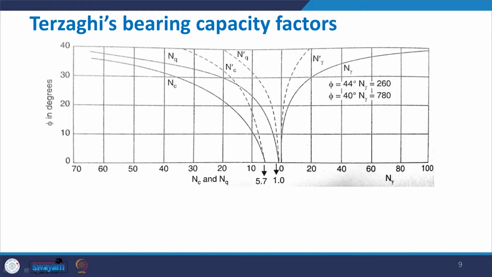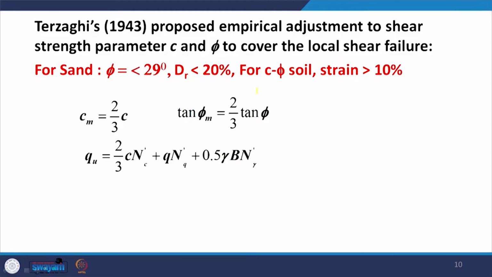The same is the case with NC and NQ. That means the increase in the value of these parameters at the initial lower values of phi is not so much, but after some certain values there is a tremendous increase. The primes are for the local shear failure, and we will discuss these dotted lines later. So, this was about the dimensionless bearing capacity factors using Terzaghi's theory. Now, Terzaghi also proposed these equations for empirical adjustment for the local shear failure.